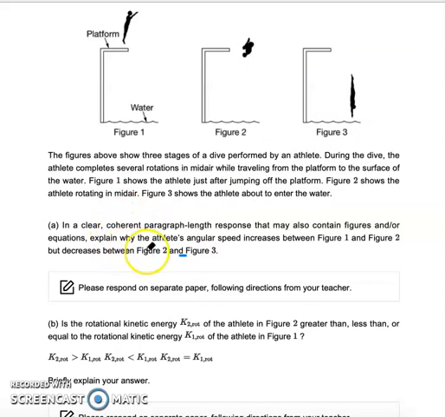So again, paragraph. Why does the angular speed, that's omega, increase from here to here and then decrease from here to here? Your main arguments from here to here are going to be similar from here to here, but you just got to make sure you don't forget that part, because I would have done that. So how do we go about explaining that?